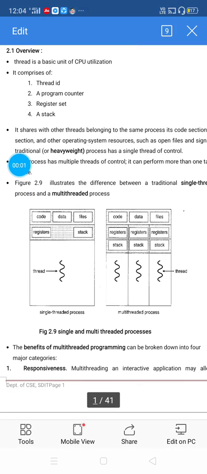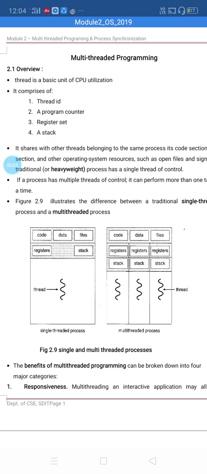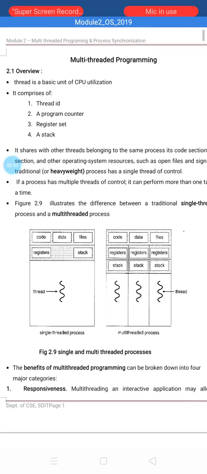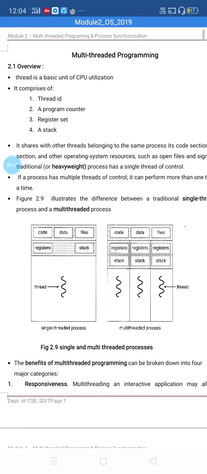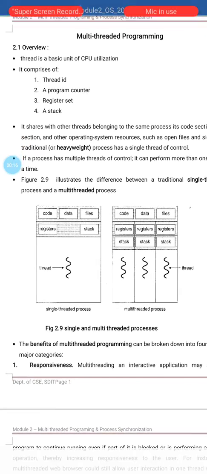Hello students, so we'll move on with the next module, that is module 2, which consists of 3 chapters from a textbook, that is multi-threaded programming, process scheduling, as well as process synchronization. So first we'll move on with multi-threaded programming.